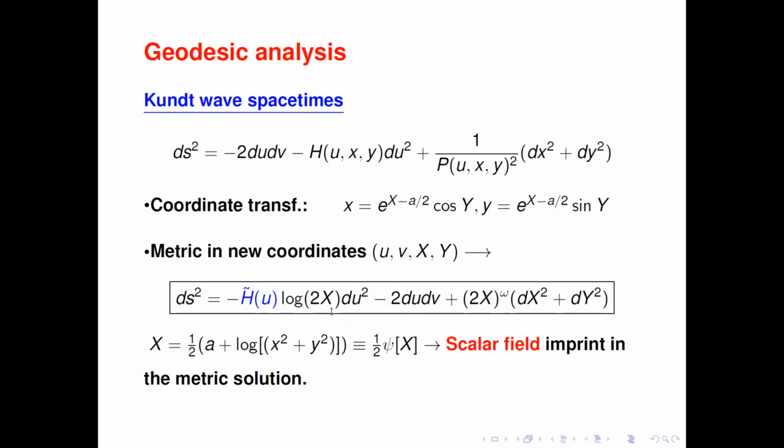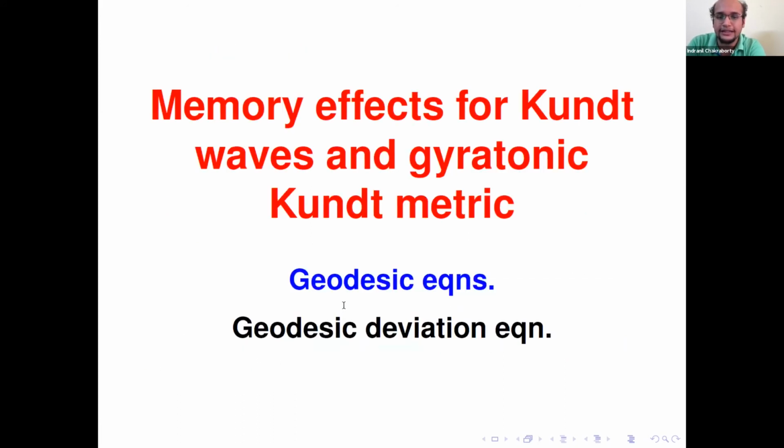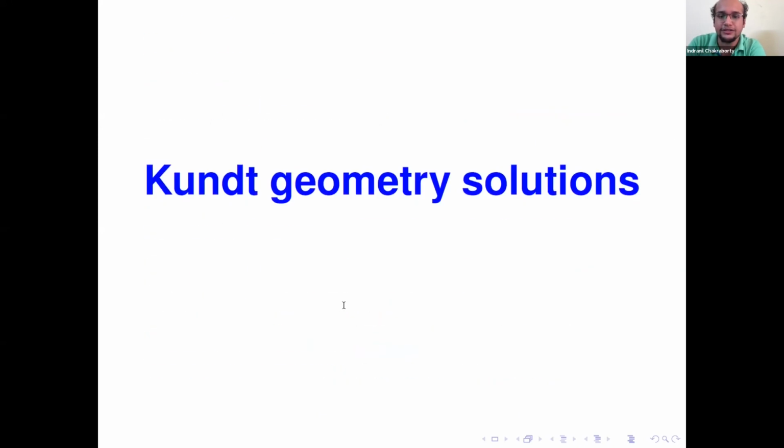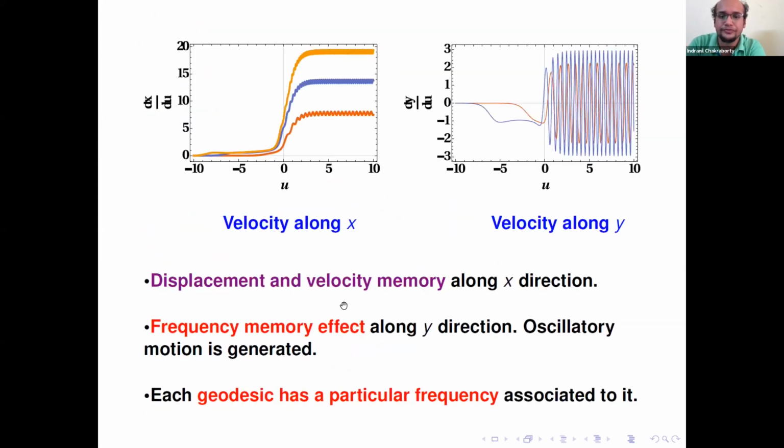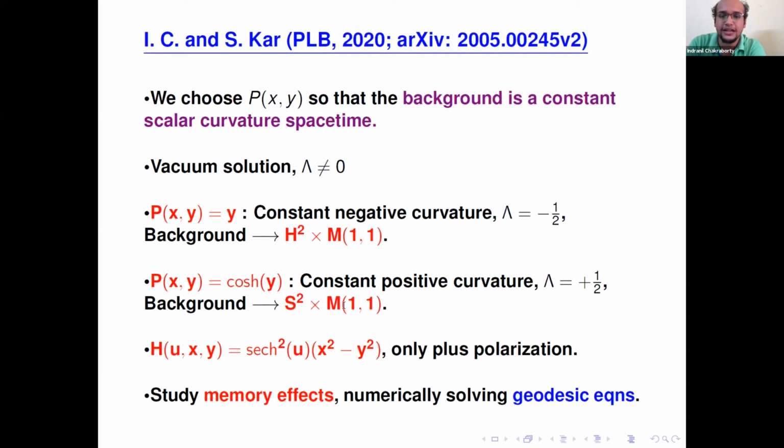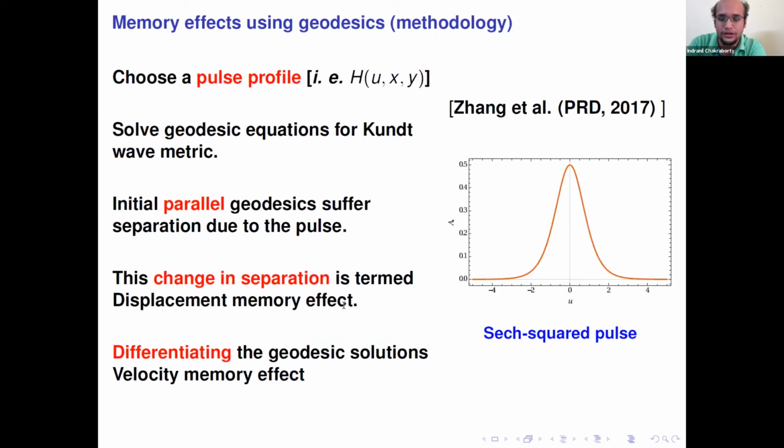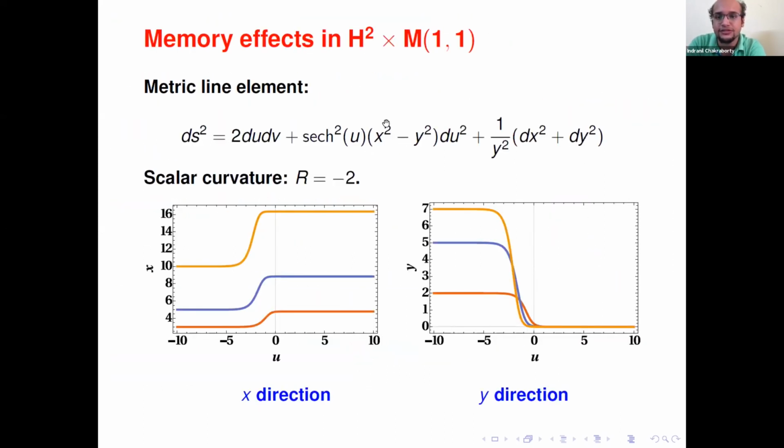Different as in, it is increasing the displacement? You see here in the metric line element, you have a log 2x term times u squared, right? But in the GR scenario, the metric had this x squared minus y squared term. That's how the geodesic equations get different, and then that has a bearing on the memory effect features.